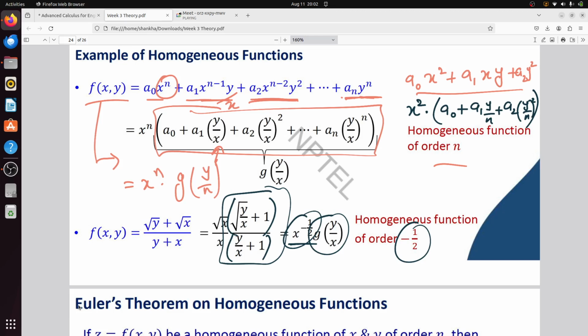Yes, sir. So you just put there n into n minus 1 into z. So what will be the value of z? For example at (1, 4). The square root of 4 will be 2 plus square root of 1 will be 1, so that will be 3, divided by 4 plus 1, which is 5. So n into n minus 1 is minus half into minus 3 by 2, which is 3 by 4. So 3 by 4 into 3 by 5, that will be 9 by 20. So 9 by 20 will be the answer.